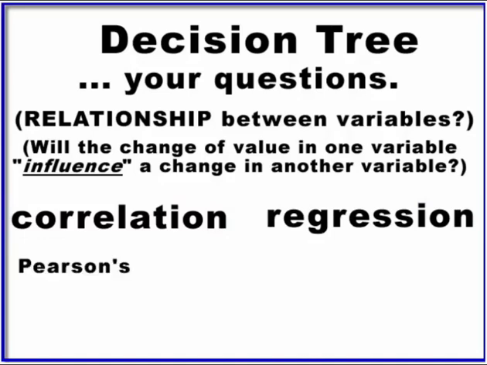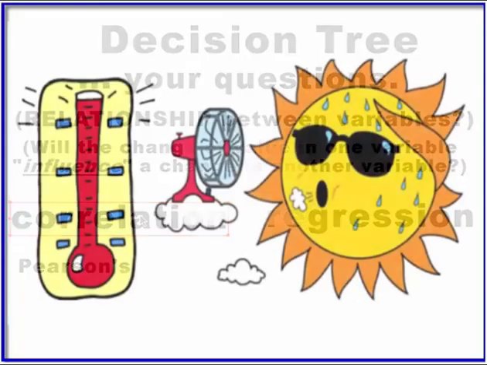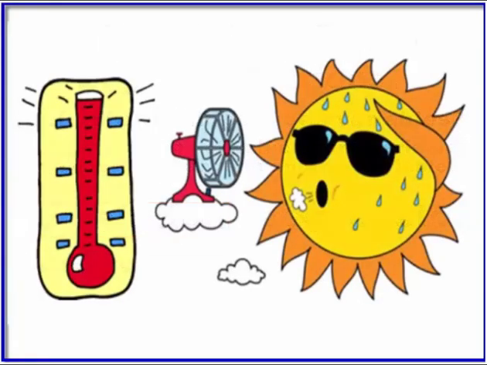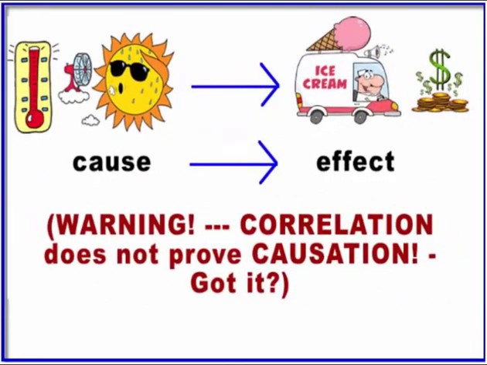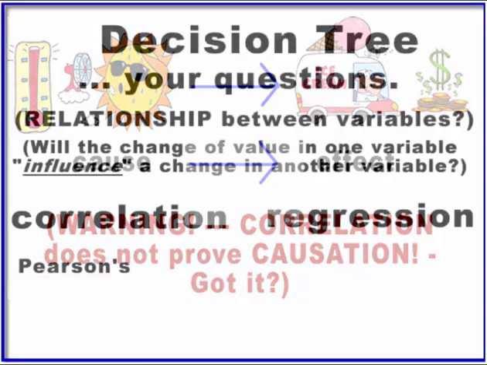So a correlation measures the strength and direction between two continuous variables. Example: the temperature of the day goes up, like during the summer. Does it increase ice cream sales? Right? So your first variable is the temperature of the day. Your second variable is ice cream sales. Does one cause the other? And if they're continuous variables, you're going to use the Pearson's.